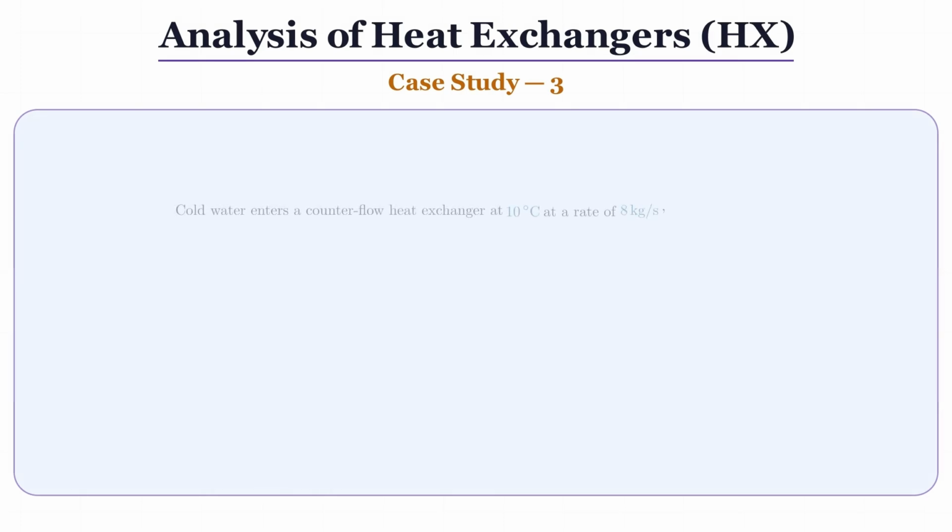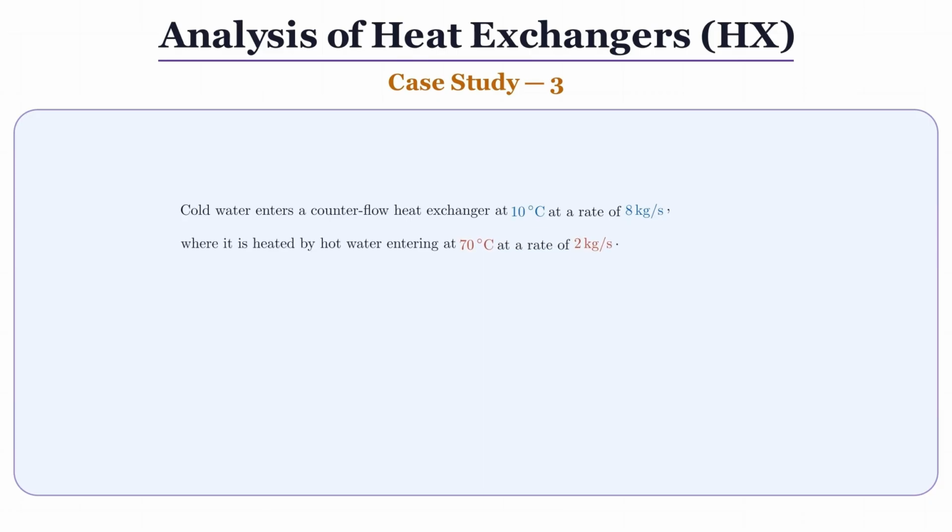Cold water enters the heat exchanger at 10 degrees Celsius, flowing at a rate of 8 kilograms per second. This is the stream being heated. The heating medium is hot water, entering from the opposite end at 70 degrees Celsius at a rate of 2 kilograms per second. The counterflow arrangement means these two streams travel in opposite directions, the most thermodynamically efficient geometry available for any two-fluid heat exchanger.